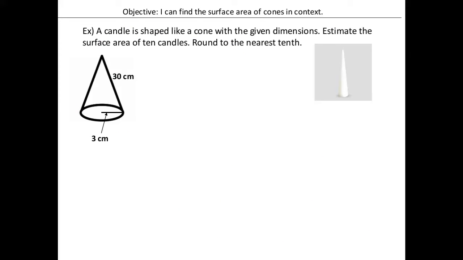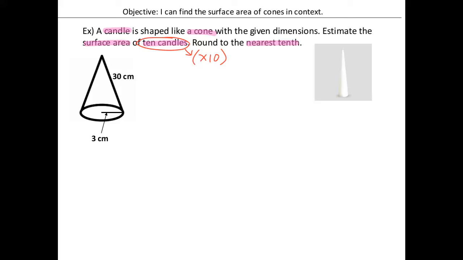If we look at our next example, though, it says a candle shaped like a cone with the given dimensions. Estimate the surface area of 10 candles, and then we're on to the nearest 10th. So notice this one says 10 candles. That means at the end, we're going to take our answer and multiply our answer by 10, okay? Because we actually have 10 candles is what it's asking for.